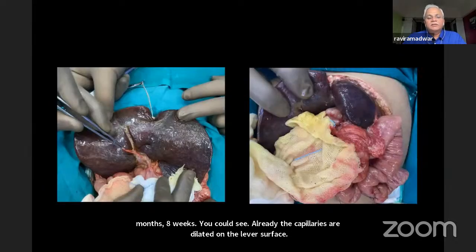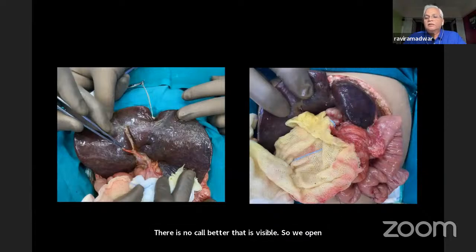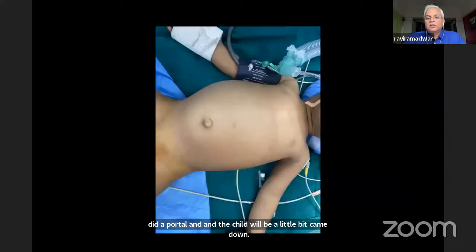So we opened this patient. It was a classic biliary atresia. We did a portoenterostomy, deep portal dissection. We could see the yellow staining on the porta. So there was some bile drainage. We did a portoenterostomy, and the child's bilirubin came down to near normal in a span of about 2 months.